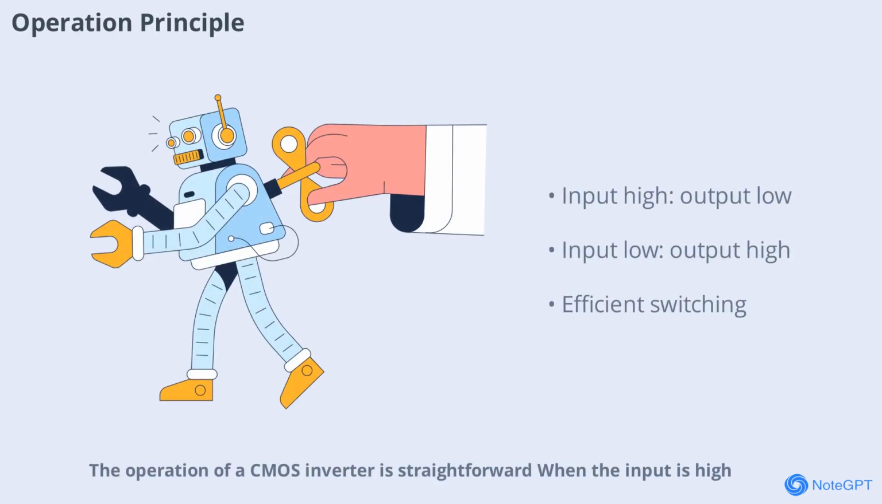The operation of a CMOS inverter is straightforward. When the input is high, the N-type MOSFET turns on and the P-type turns off, pulling the output low. Conversely, when the input is low, the P-type MOSFET turns on and the N-type turns off, pulling the output high. This switching action is what gives the inverter its name, as it inverts the input signal. The efficiency and speed of this operation are what make CMOS inverters so popular in digital circuits.